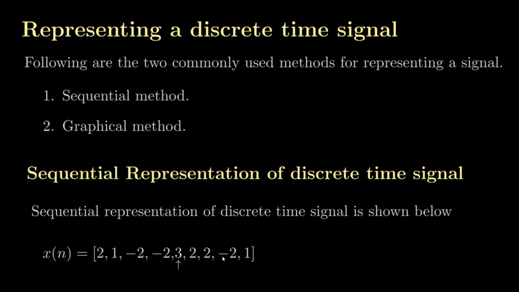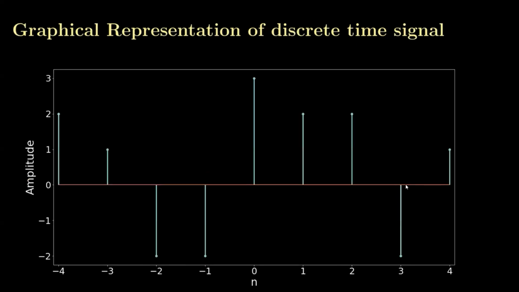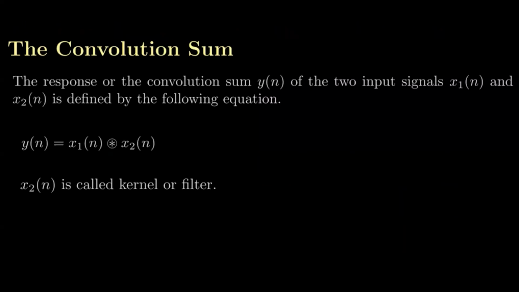At n equals 1, the amplitude is 2. At n equals 2, it is again 2. At n equals 3, it is -2, which means the amplitude is -2. At n equals 4, the amplitude becomes +1. Similarly, at n equals -1, the amplitude is -2, and at n equals -2, it is also -2. At n equals -3, the amplitude is +1, and at n equals -4, the amplitude becomes +2. So, this is the graphical representation of the same discrete time signal we saw earlier in the sequential representation.